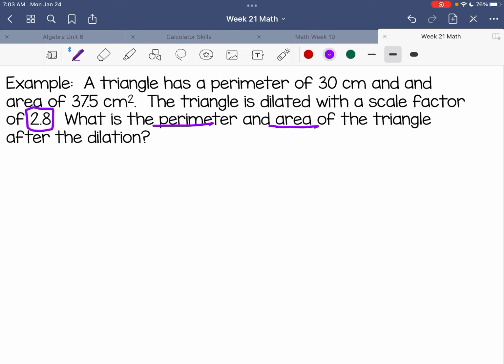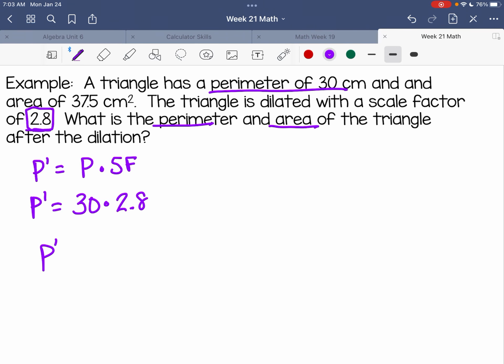So we'll use what we just learned. The perimeter of the new figure will be equal to the perimeter of the old figure times its scale factor. So the perimeter of the new figure will be equal to 30 times the scale factor, 2.8. So the perimeter of the new figure will be 84 centimeters. Easy, very straightforward, just multiply by the scale factor.